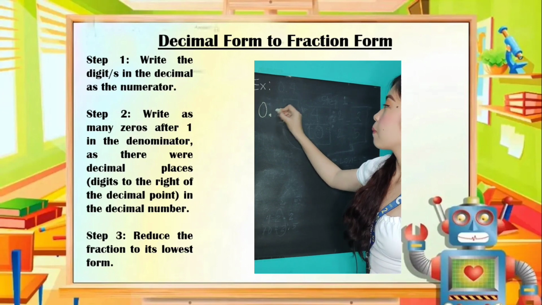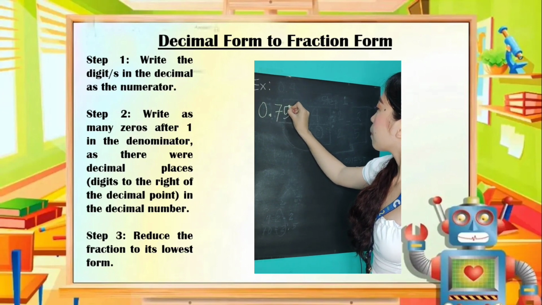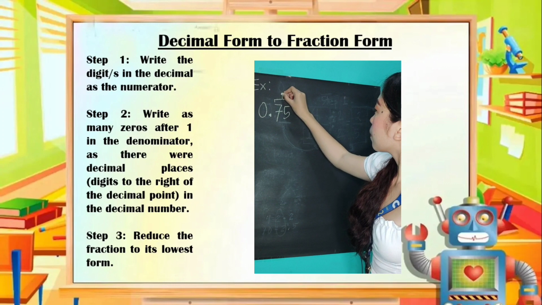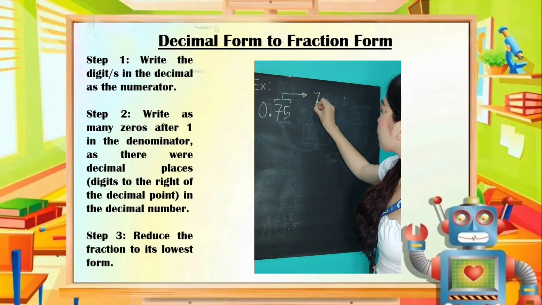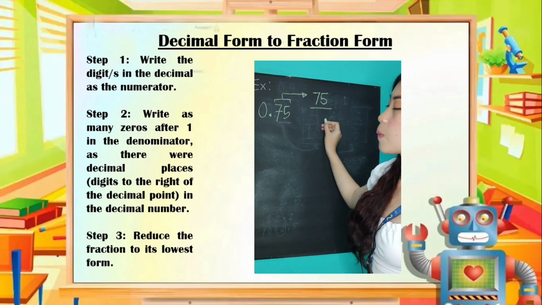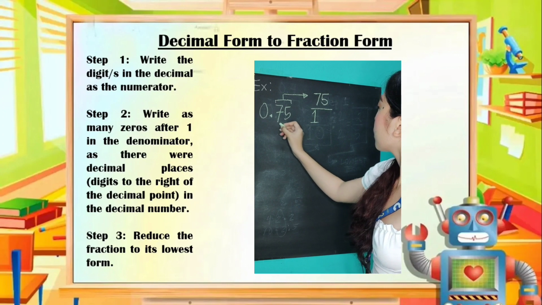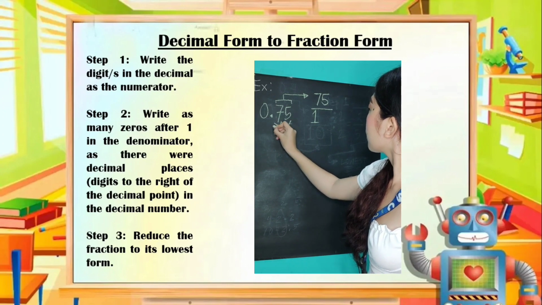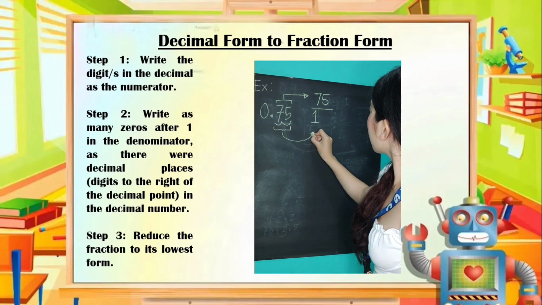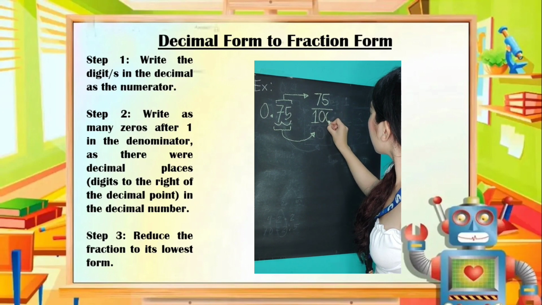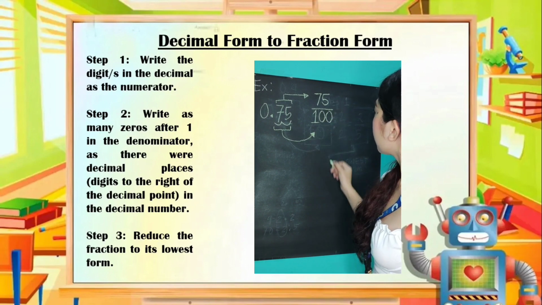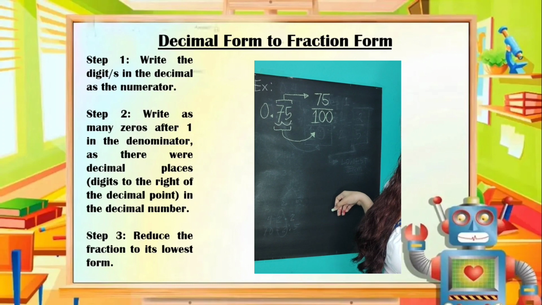Okay, so let's have another example, 0.75 or 75 hundredths. So step 1, write the digits in the decimal as the numerator. So 75 is our numerator. And step 2, after 1, write as many zeros in the denominator as there were decimal places or digits to the right of the decimal point in the decimal number. So there are 2 digits, 7 and 5, so we're going to add 2 zeros.